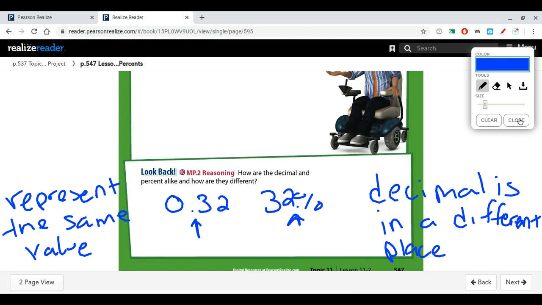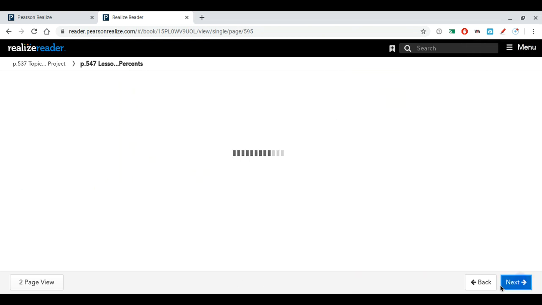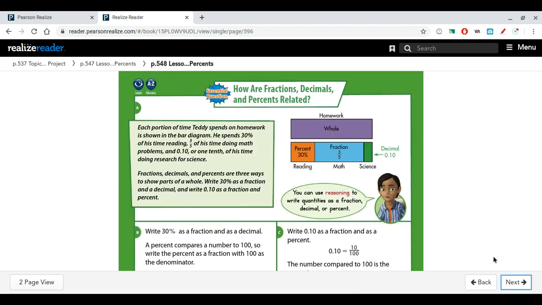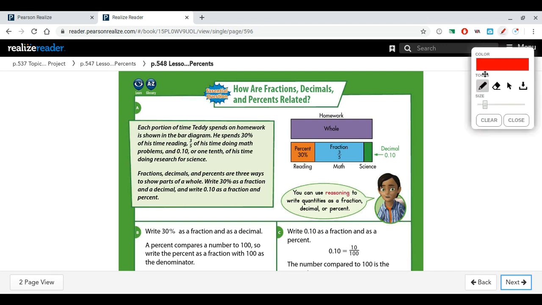All right, so let's go ahead and move into your visual learning. Your visual learning says, each portion of time Teddy spends on homework is shown in the bar diagram. He spends 30% of his time on reading, 3/5 of his time doing math, and 1/10 of his time doing research for science. Fractions, decimals, and percents are 3 ways to show parts of a whole. Write 30% as a fraction and a decimal, and write 10% as a fraction and a percent.